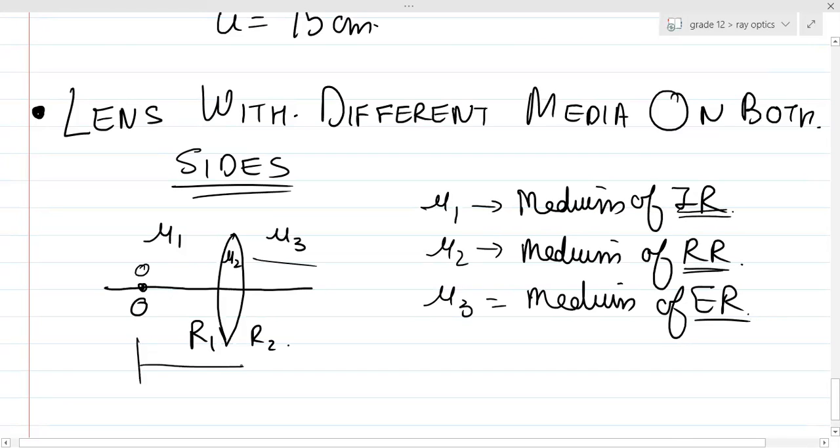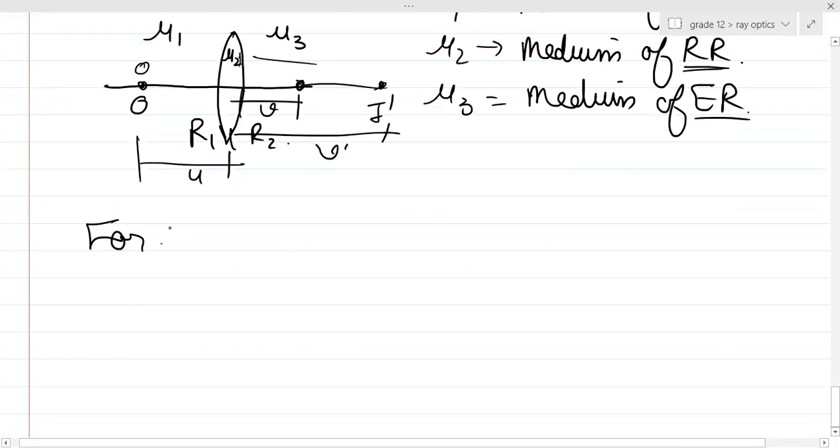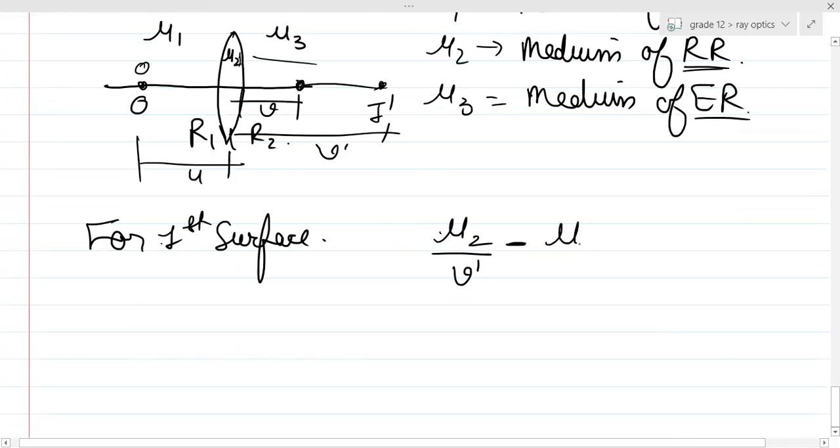Suppose the object is placed at a distance u, and let's say the first surface forms its image over here at a distance v dash, and the second surface forms the image over here at a final distance v. Then again I can use the same lens maker's formula, but what will be the difference? For the first surface, using the formula for a single spherical surface, it will be mu2 divided by v dash minus mu1 divided by u is equal to mu2 minus mu1 by r1.